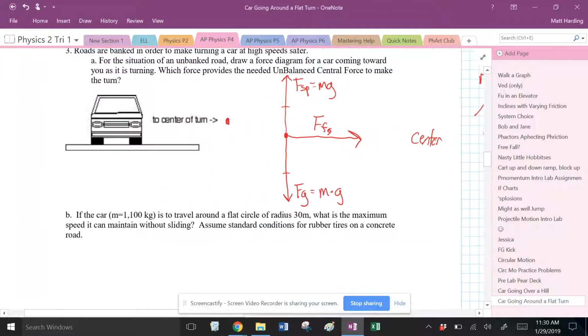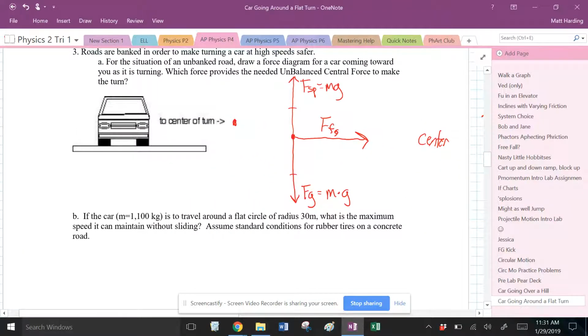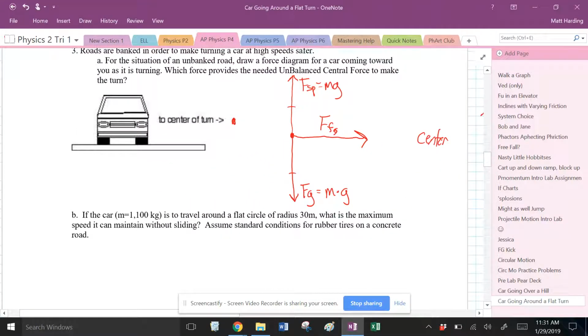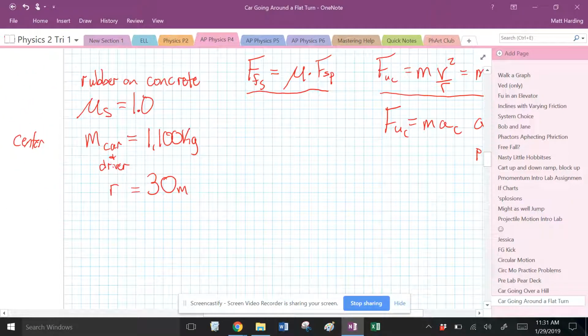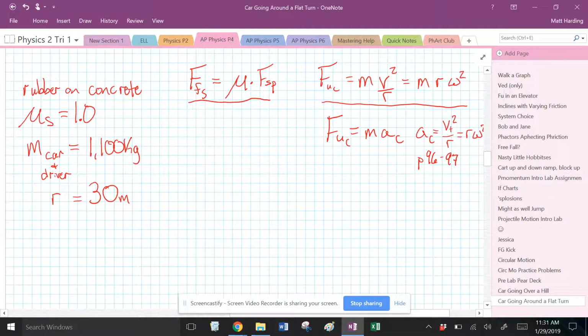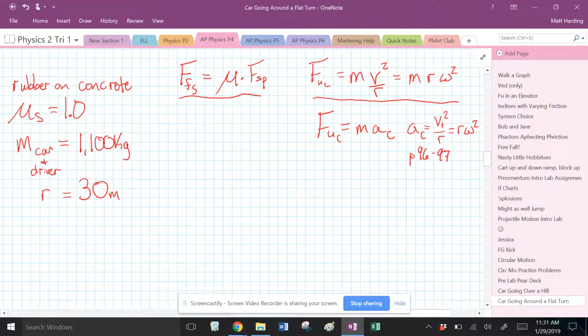So I threw some numbers on here. I give you the mass of the car, the radius of the circle, and assume standard conditions for rubber tires on a concrete road. All that means is if it's dry concrete, it's not raining, then we're talking about a mu_s of 1.0. In other words, the static frictional force equals the normal force.